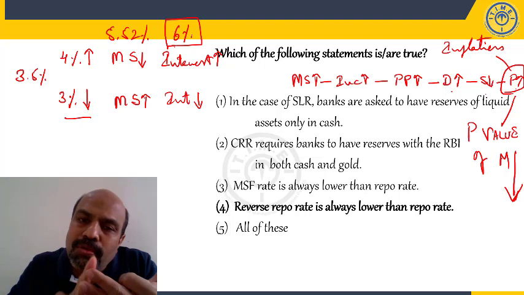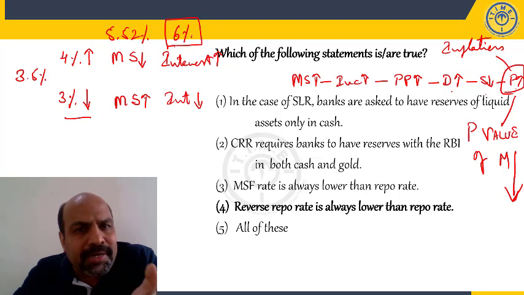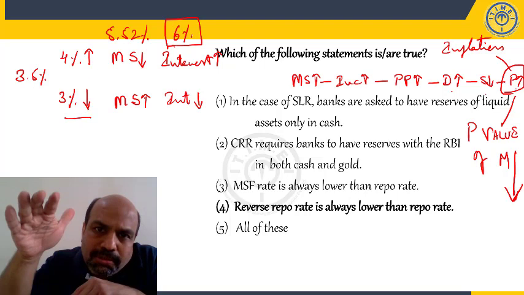When loans become expensive, people postpone their expenditure. People postpone their purchases, whether of a car, any kind of asset, or any kind of consumer durable. When the postponement happens, the demand also decreases. When the demand decreases, prices also decrease. That is why RBI does this.